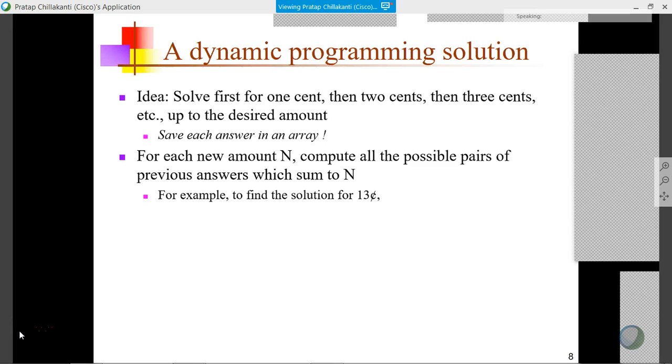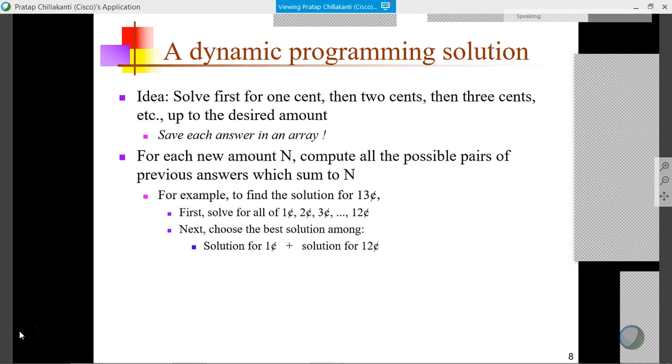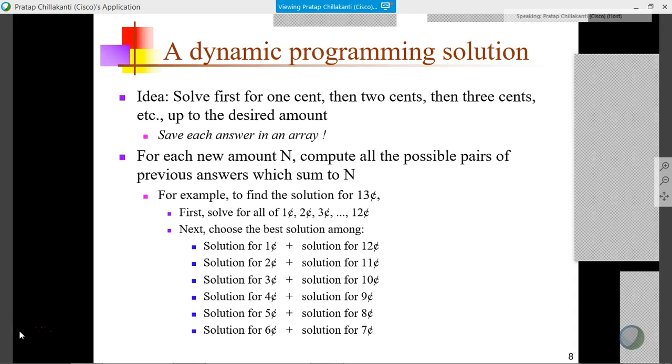Now you'll slowly begin to understand. So for example, to find a solution for 13 cents, you can replace cents with paisa if you want. You're going to solve for all 1 cent, 2 cents, 3 cents, up to 12 cents. Next, choose among the solutions: 1 cent plus 12 cents, 2 cents plus 11, like that up to this one. So one of these would be the best answer. That is what the dynamic programming solution is going to say.